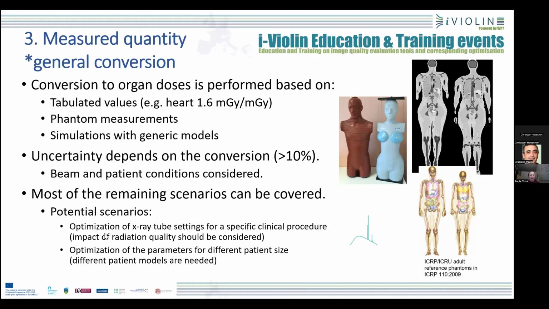But if we want to, for example, start adjusting the tube voltage or change the spectra, then we need to take this into account when we calculate the organ doses, because otherwise we are just comparing the measurable quantity. So if you want to do it properly, we should take this into account. If we want to do optimization for different patient sizes, of course, then also our patient model should be for that range of patient sizes. Otherwise, the optimization is not so accurate.